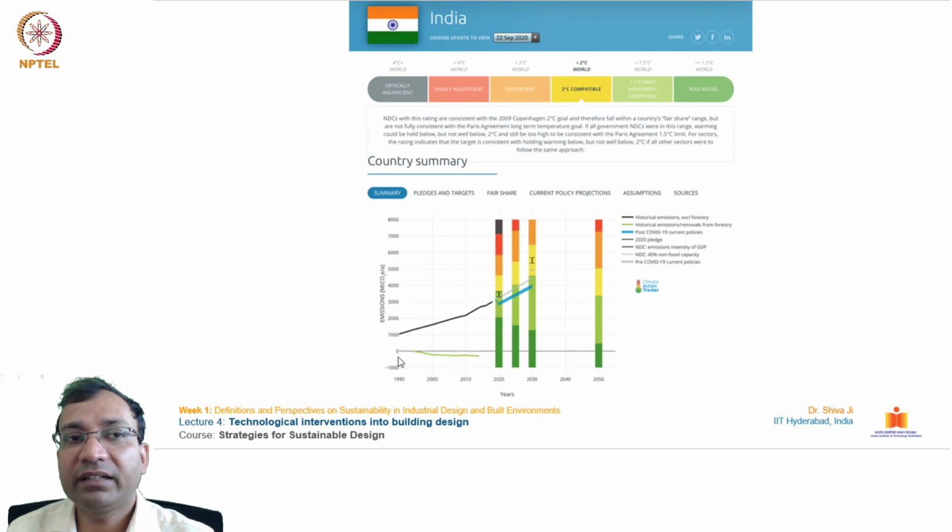So this is the black line which depicts that up to the year 2020, a little before that, I think up to 2019, historical emissions and removals from forestry. Post COVID-19 current policy is shown in the blue over here. So you see there is a drastic, rough kind of shift which has happened over here due to this situation of the prevailing pandemic. And then the 2020 pledge, so this is how India has planned to reduce its emissions. And presently also India conforms to a 2 degrees compatible temperature rise at the global level.